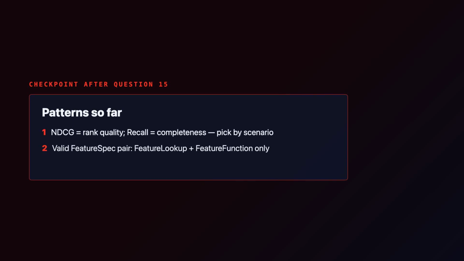Questions 11 through 15 tested metric vocabulary and API name validity. NDCG rewards rank order. Recall rewards completeness. Feature summary and feature stream and feature cache are all invented, and the 5 GB artifact cap appeared twice. That repetition signals exam weight.